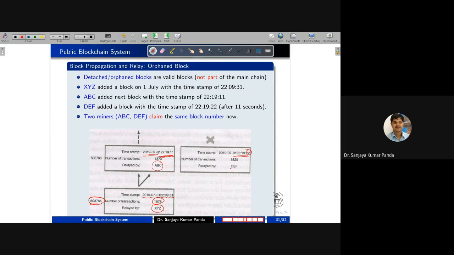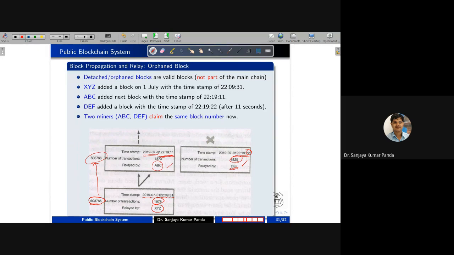There is another block, DEF, with 1820 transactions. So now you can see ABC and DEF reached more or less at the same time. They are two miners. They claim the same block number, 603766, which is the next block after this one. Like we have seen the genesis block, block 1, block 2, block 3, and so on, both blocks are now claiming the same block number.